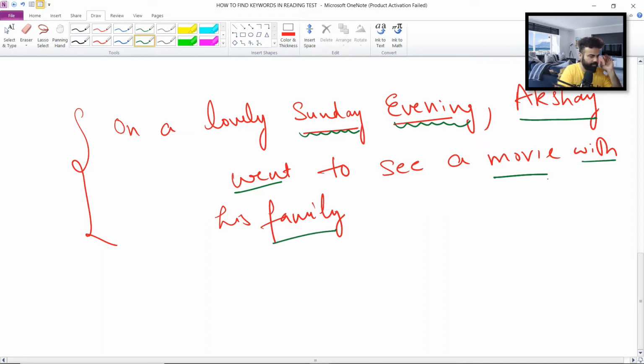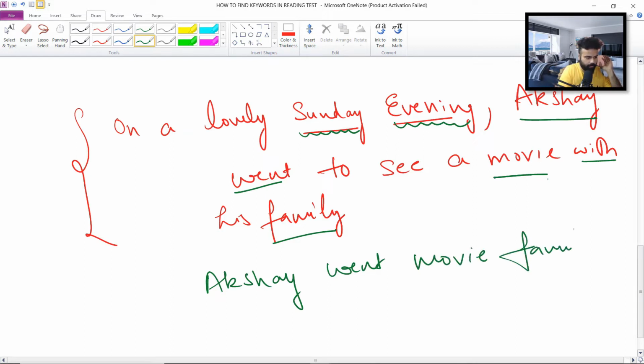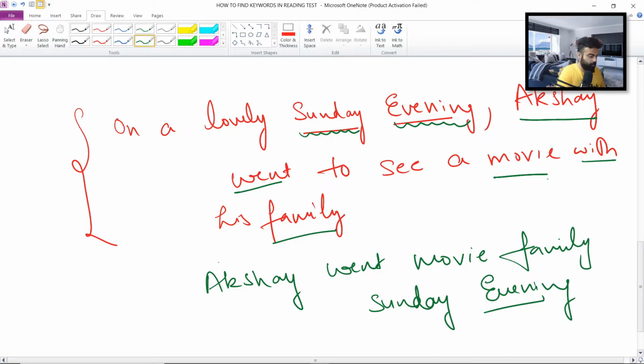Now if I just give you these words, Akshay went movie, family, Sunday evening, right? And I now ask you to read these words only and tell me if you are able to understand the meaning of the sentence. Won't you be able to? Right, you would be able to, because this is so simple. Akshay went movie, family, Sunday evening. Now I can easily understand more than 80% meaning of the statement by looking at these words only. So these are what? These are your focus keywords.